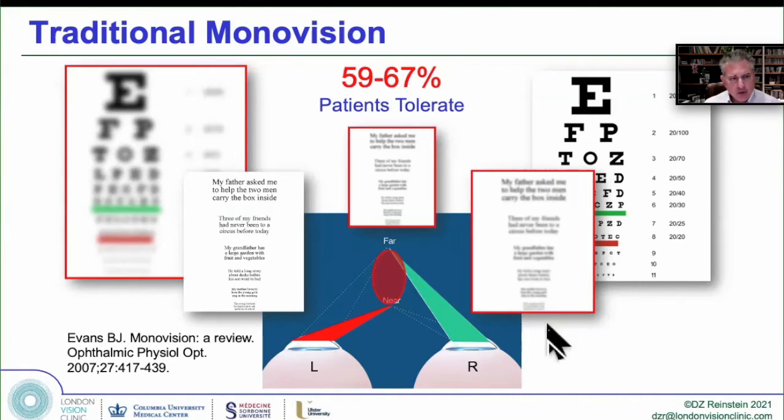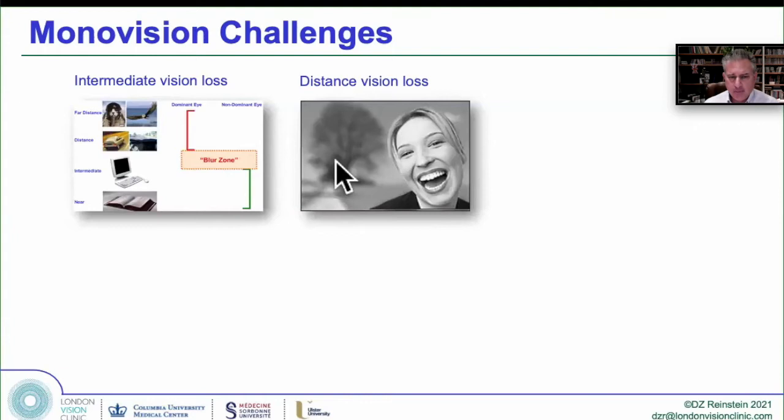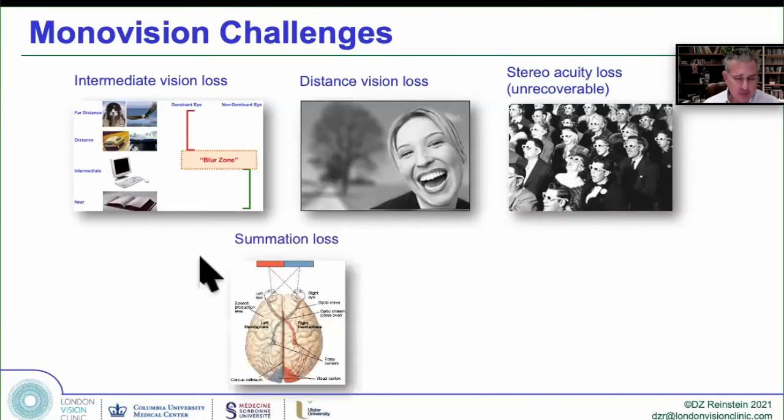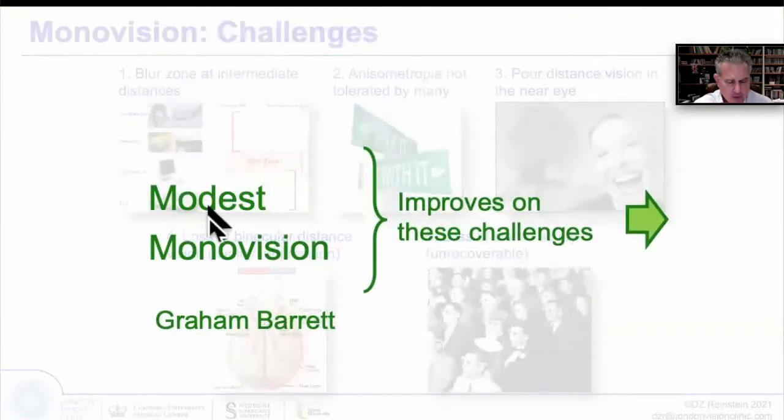So the challenges of monovision, as I said, are intermediate vision loss and neural subtraction because of the cross blur from the distance eye. Patients see better when they cover their near eye than when they uncover their near eye. And stereoacuity is affected if the monovision is greater than 1.5 diopters. Of course, there's summation loss because the eyes are not working together. And there's all this question of two-thirds of the patients being tolerant and one-third not being tolerant. So how does monovision progress? Well, we decrease the difference between the eyes. Graham Barrett, for many years, was advocating that a modest monovision would improve on all of these disadvantages of monovision and produce reasonable intermediate vision, although maybe not great near vision.